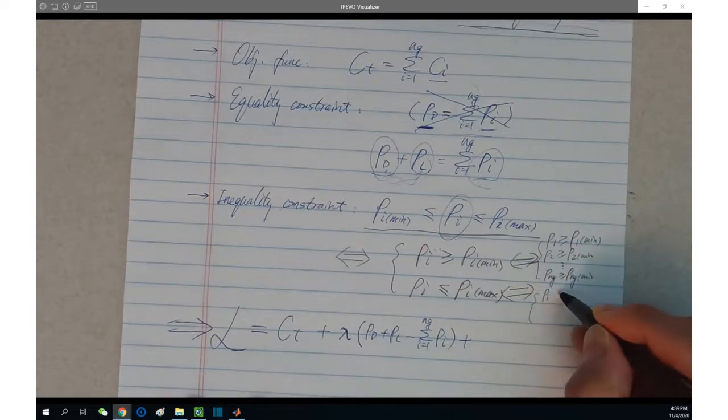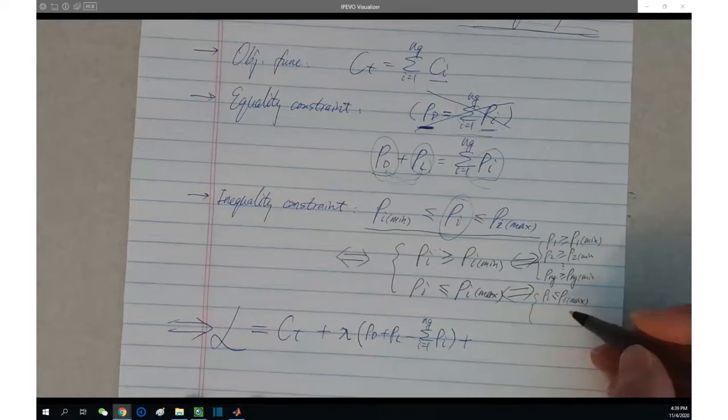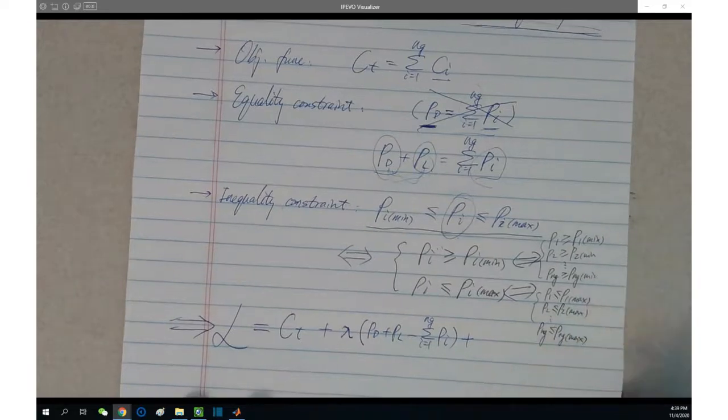P1 less or equal to P1 maximum, P2 equal or less than P2 maximum, all the way to PNG less or equal to PNG maximum. And you'll see two groups.